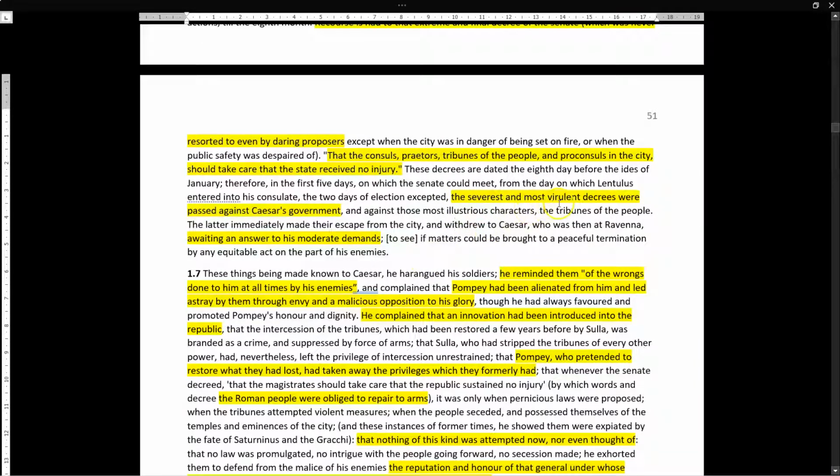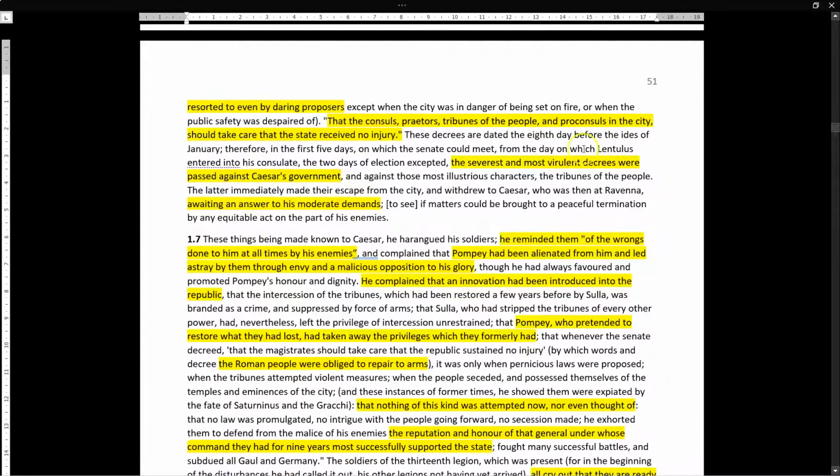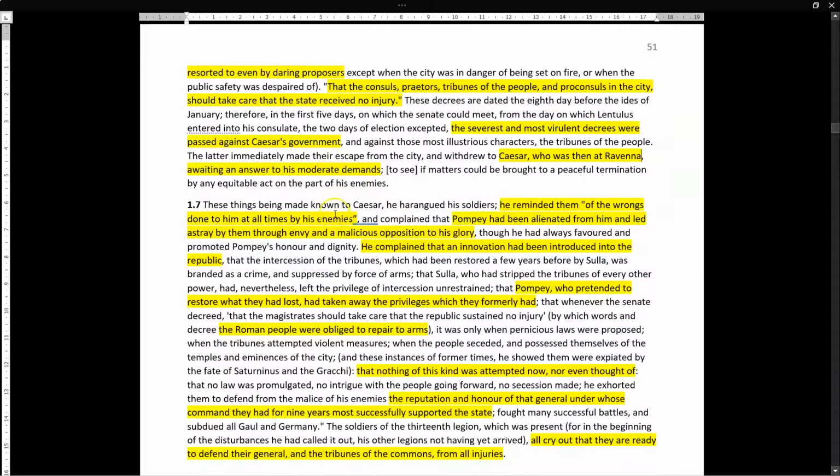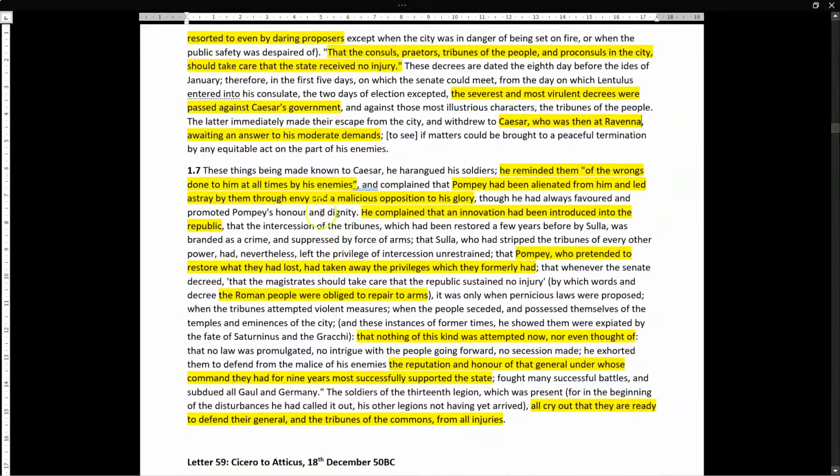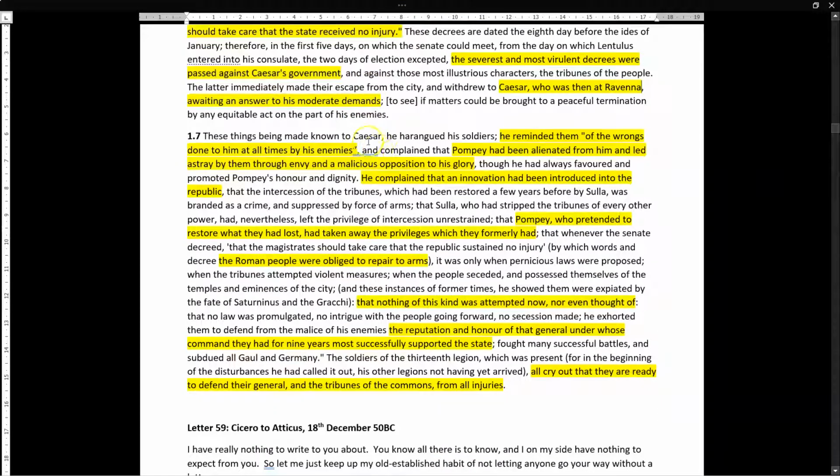Then the severest and most virulent decrees were passed against Caesar's government. And so Caesar at this time, who was in Ravenna, was awaiting answers to his moderate demands. So notice here, this has nothing to do with Caesar. Caesar was being moderate. Caesar was doing the right thing. Caesar was being a good boy, as it were. It's all the Senate's fault. Nothing Caesar did. So then Caesar finds out what's happened.